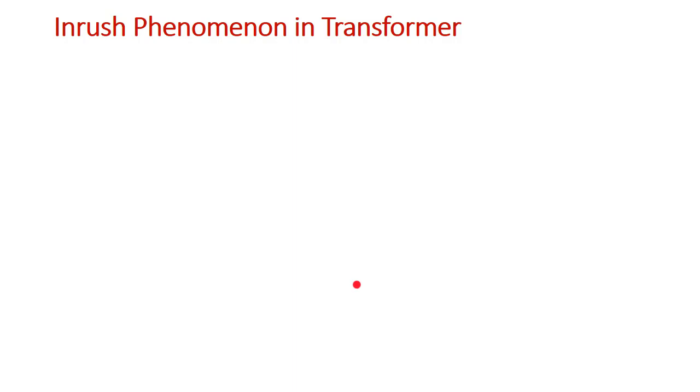So now let us see the inrush phenomenon in the transformer, how this inrush phenomenon can be distinguished from the fault current, and how the protection scheme can be modified in order to distinguish the inrush phenomenon, so that it gives the trip signal to the circuit breaker only when needed. We will see in this slide. Let us consider a transformer which is operating under no load condition, right.